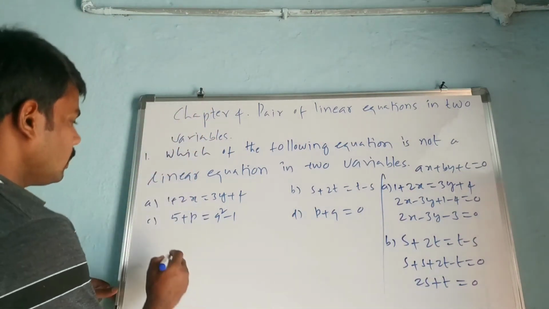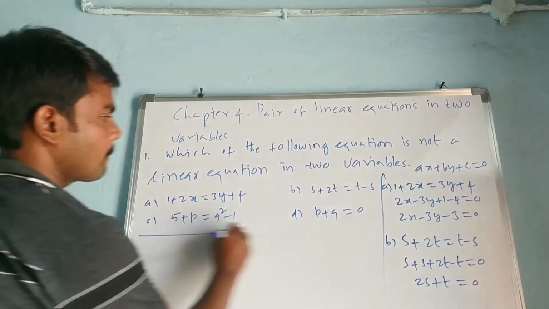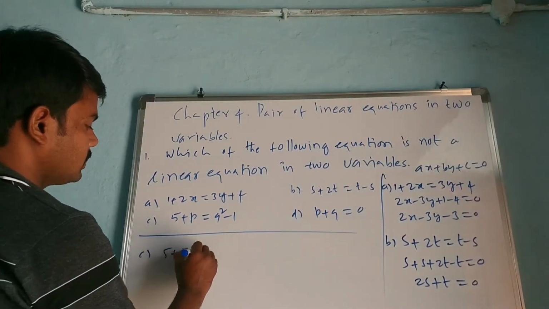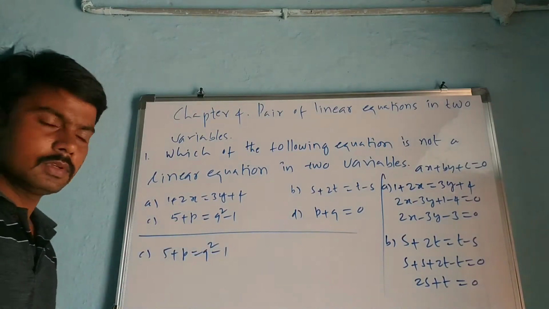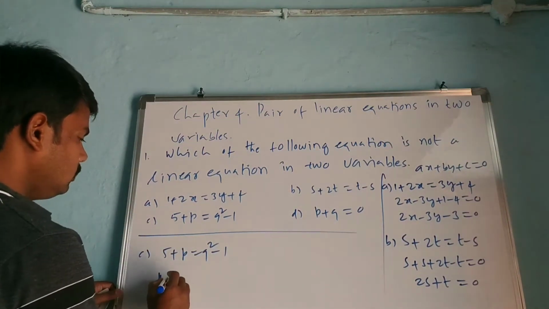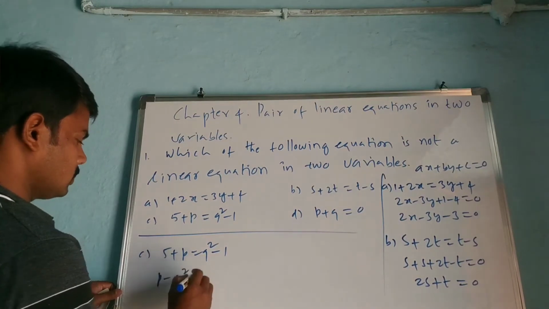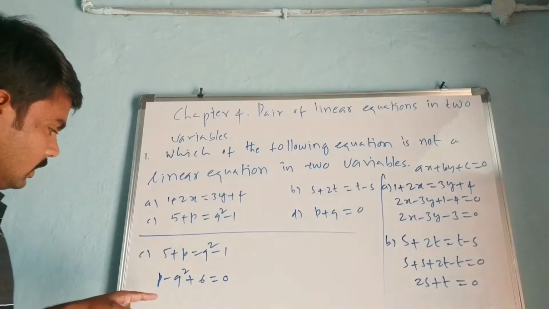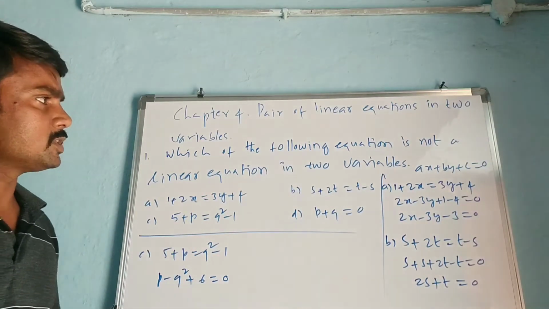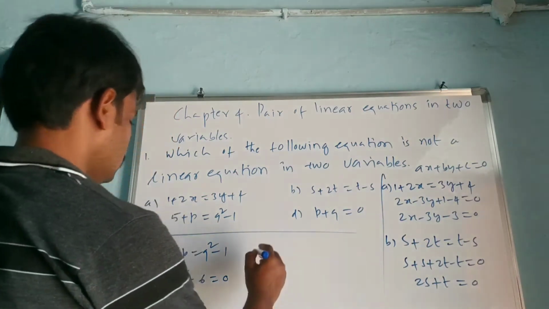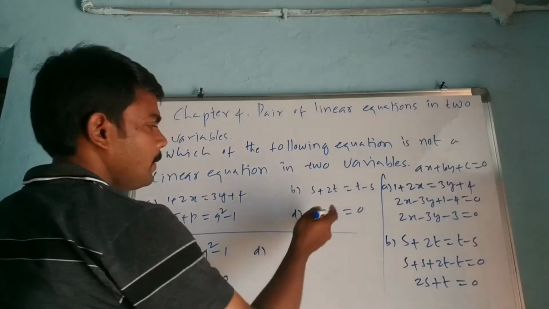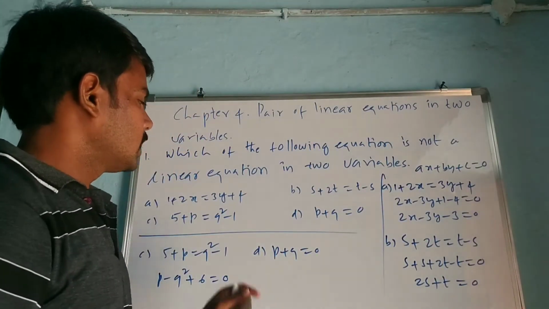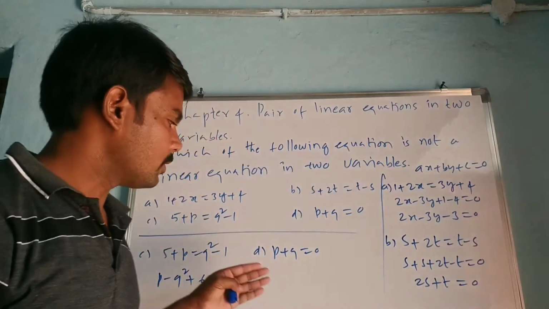Similarly, take option C. Option C, 5 plus p is equal to q square minus 1. Rearranging the terms, we get the equation p minus q square plus 6 is equal to 0. And clearly, this is not of the form ax plus by plus c is equal to 0. Now if you take option D, obviously p plus q is equal to 0, which is of the form ax plus by plus c is equal to 0. So this is a linear equation in two variables.